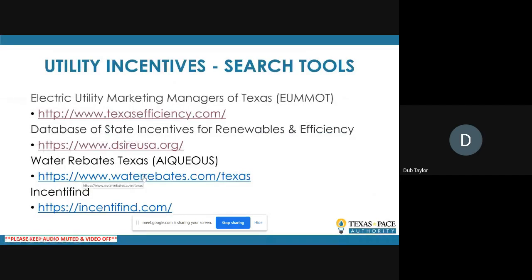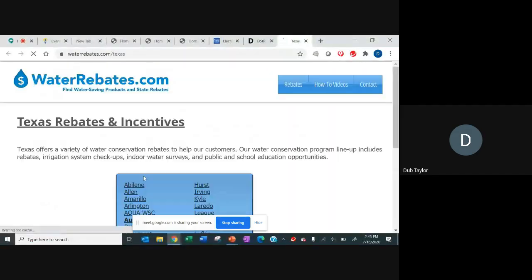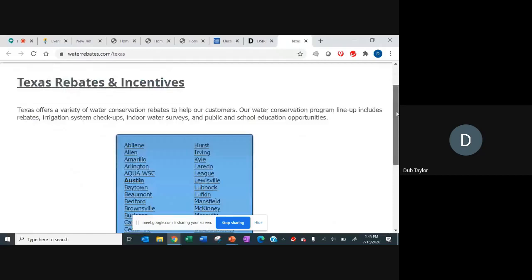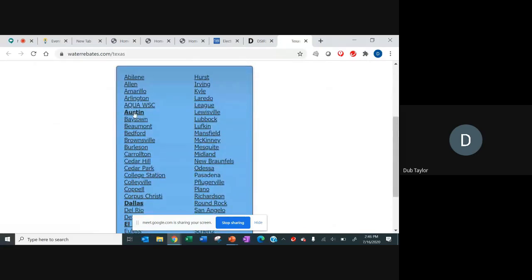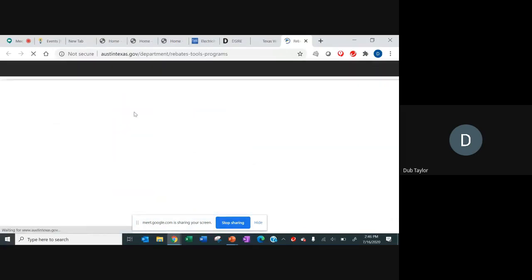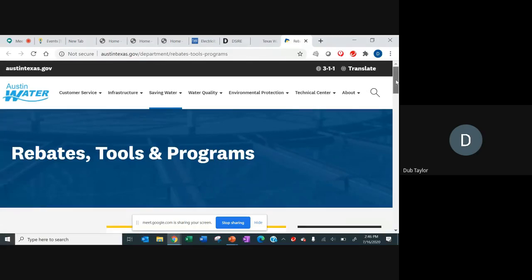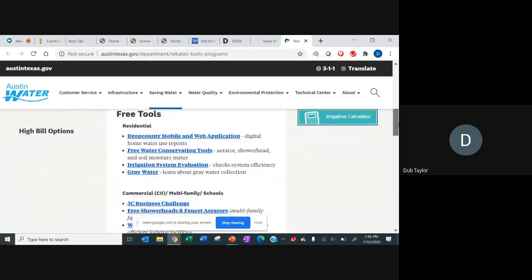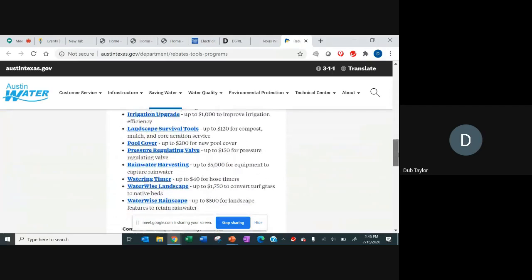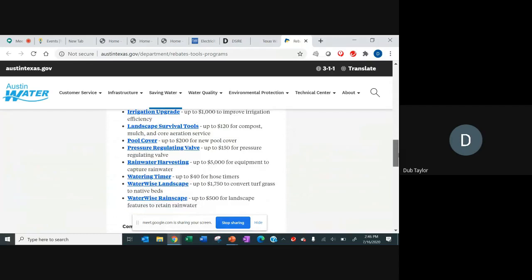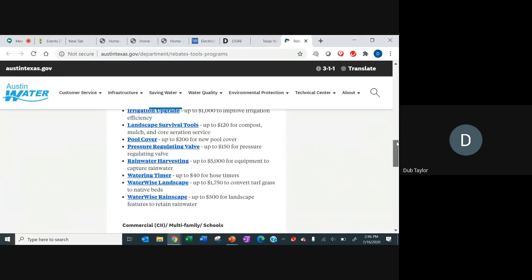Water rebates. This is actually a resource that is generally up to date, although I did take a look at a number of these links and some weren't as up to date as they could be. But here, for instance, among this list, you have Austin. You click on Austin and it takes you directly to Austin Water and their tools, residential, commercial, as well as rebates. Some of the things I talked about earlier, watering, rainwater harvesting, landscape, etc.